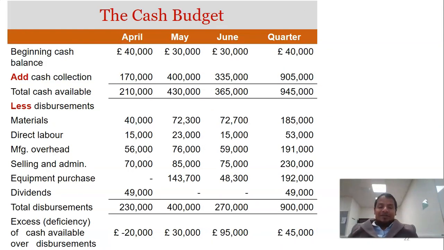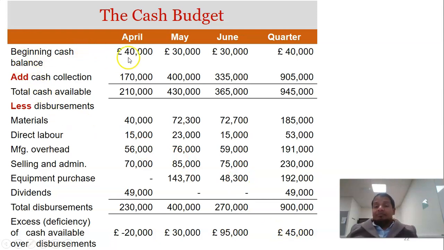Now cash budget. For cash budget, as we said, beginning cash balance, obviously the beginning amount of April should be given. And beginning of May would be ending of April. Ending balance of April would be the beginning balance of May. And ending balance of May would be the beginning balance of June, and that's all. This is how we have to consider.